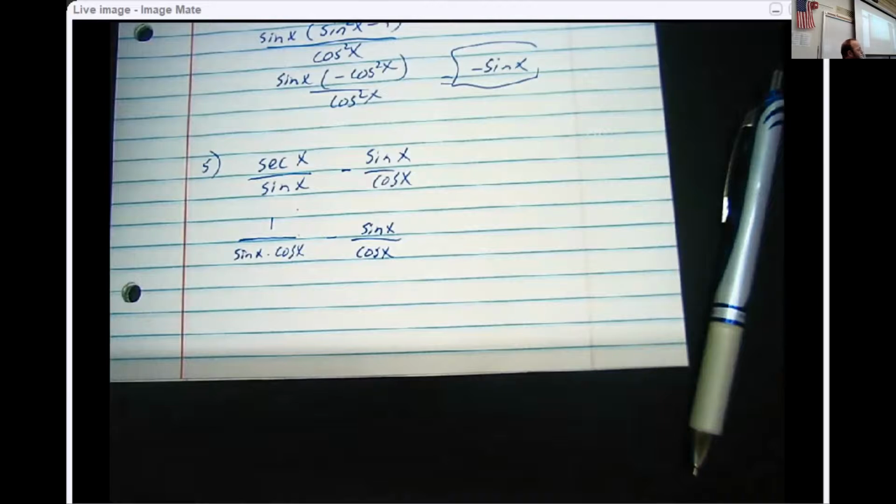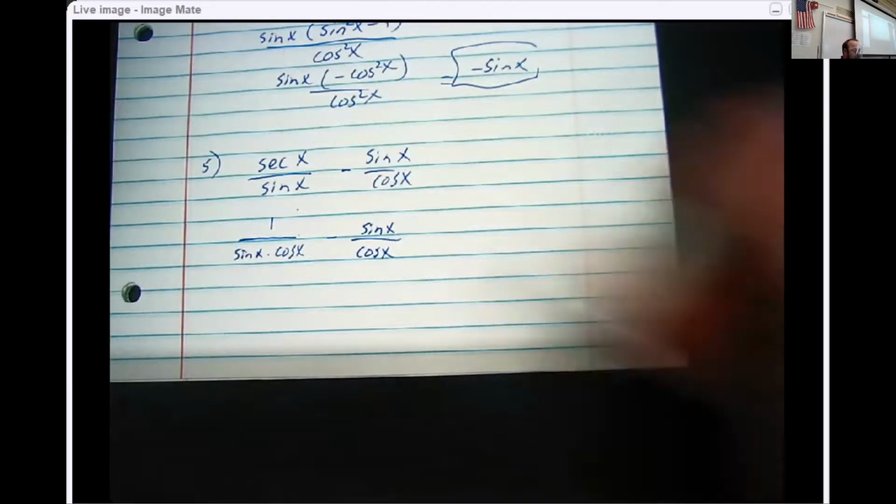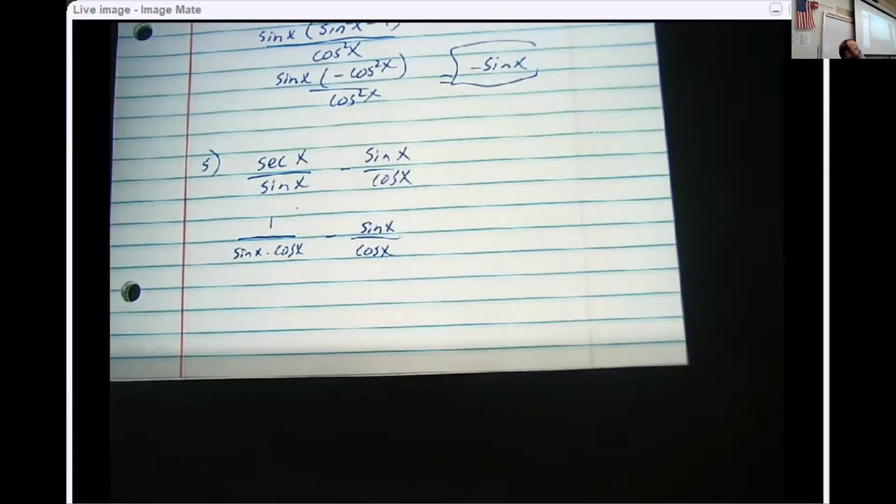Remember, secant is 1 over cosine, isn't it? So secant on top makes it a cosine on the bottom. I'm going to pause a minute. See what you would need to do to make a common denominator.